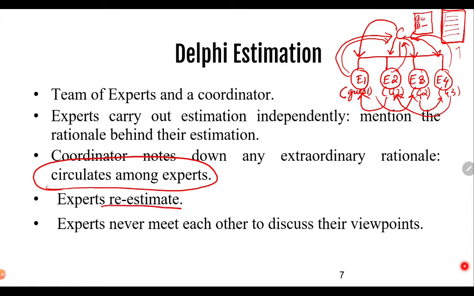So re-estimation is basically done in order to get to a common conclusion. Now the interesting part is experts never meet each other to discuss their viewpoints. They will simply be having a connection with the coordinator, and the reports of each other would be evaluated by each other. So that is the catching point.